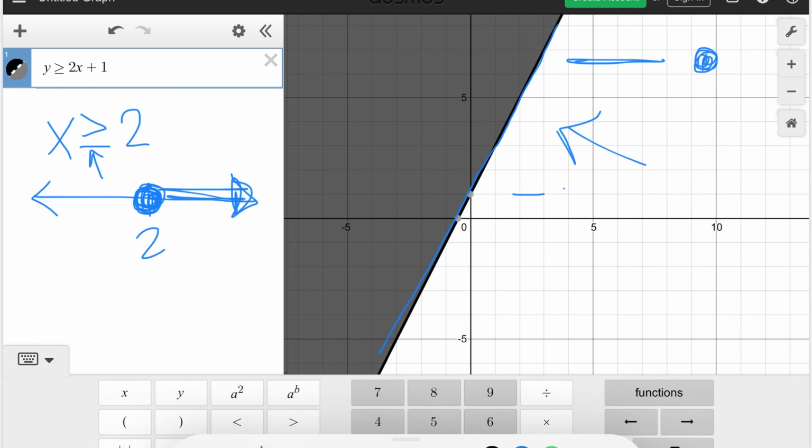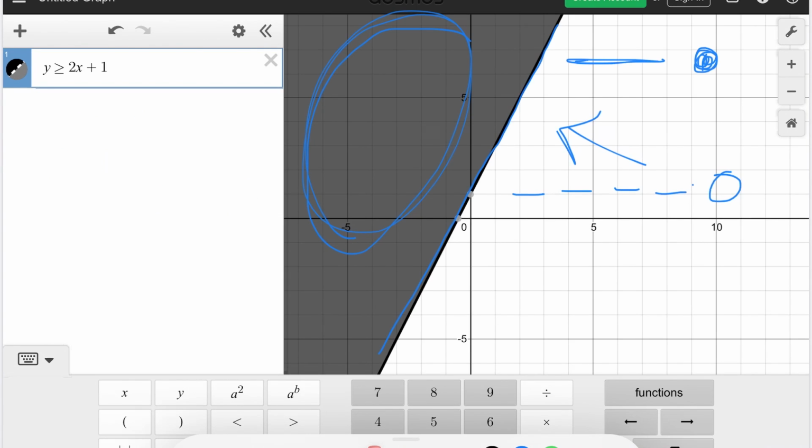A dashed line is the same thing as an open dot. So again, just like with this one, any coordinates up in the solution area would satisfy this equation, or inequality rather. So let's take a look. Here is a point right here.